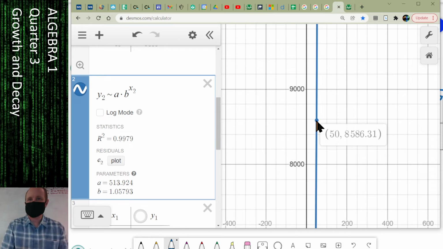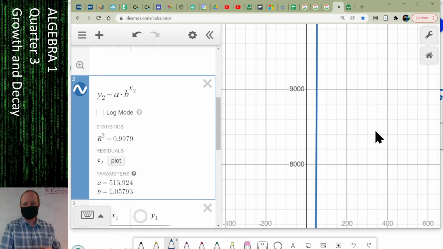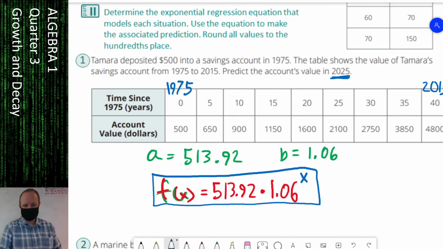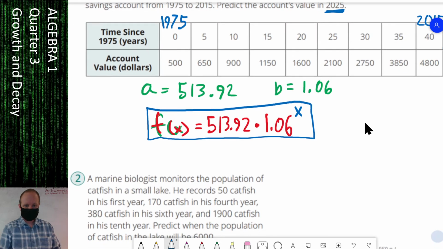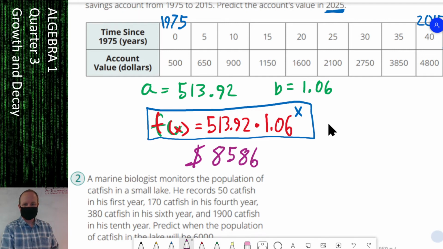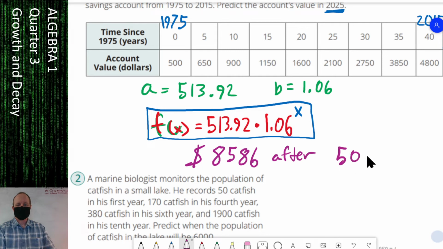Kind of hard to see. Some of you guys in the front can probably see it. But that 8,500, and I'm going to say 86. And it says how many dollars. And so I'm going to round it down to the 86. I think it was like 31 cents behind it. And then this is after 50 years.